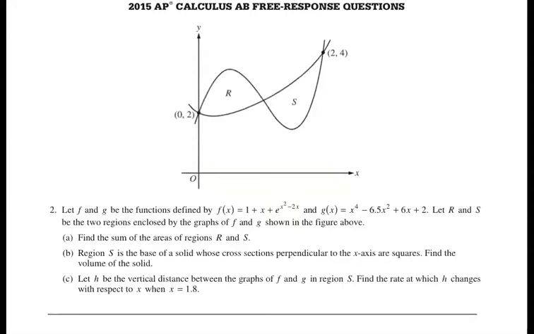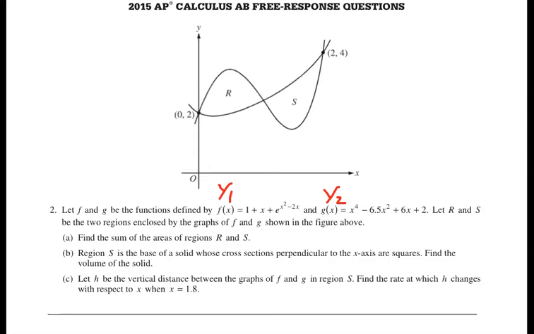Okay, here we are on 2015, question number 2. Let f and g of x be these two functions, and let R and S be the two regions enclosed by the graphs at the top. So first thing I would do again is put these in my calculator. I would make this y sub 1, and make this y sub 2 in your calculator, because this is a calculator problem. And part A says find the sum of the areas of the regions.